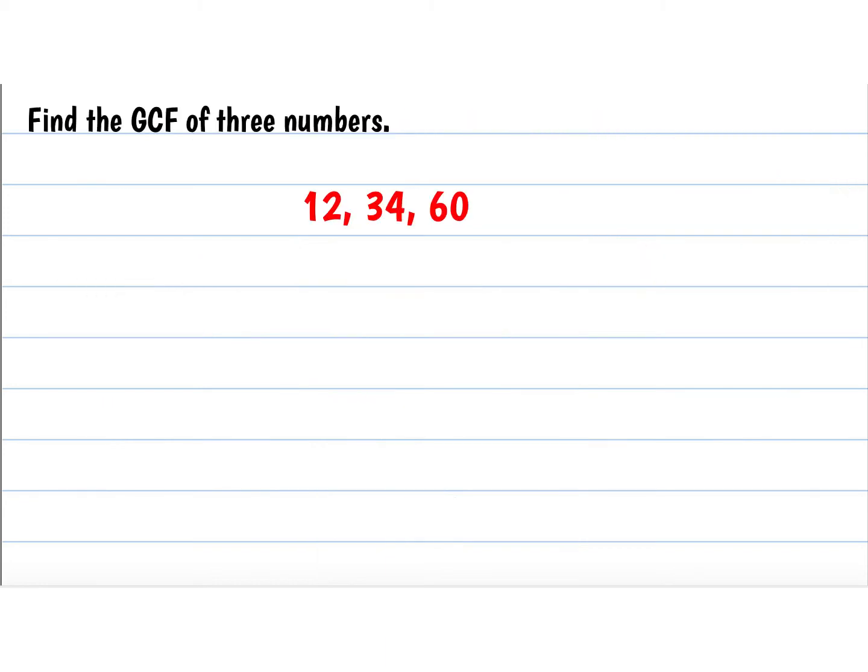So when trying to find the greatest common factor of 3 numbers, any of the 3 methods you've previously tried can work here. So go ahead and try any method you'd like, the one you feel more comfortable with, and then you can come back and check.